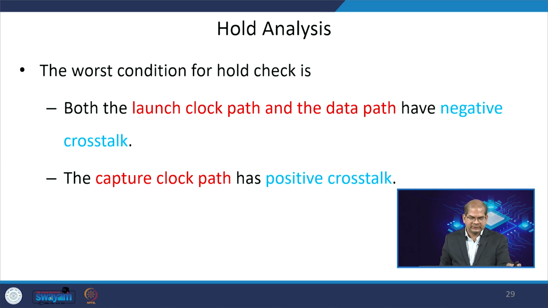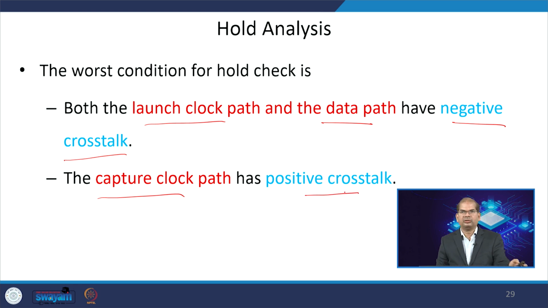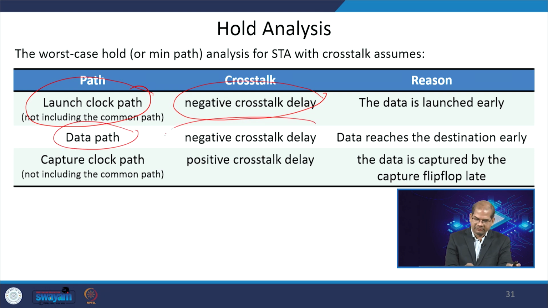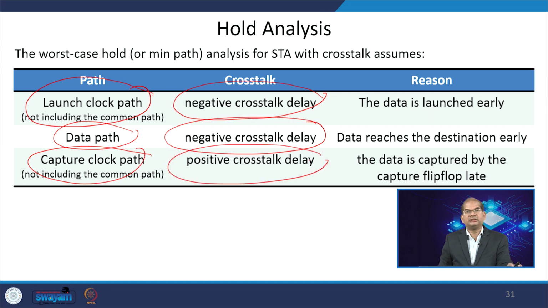For hold analysis, to check the worst case condition, the launch clock path and the data path have negative crosstalk, and the capture clock path should have positive crosstalk, just opposite to the setup condition. So the launch clock path and data path should have negative crosstalk delay, and the capture clock path should have positive crosstalk to consider the worst case hold check. This needs to be considered while doing static timing analysis.